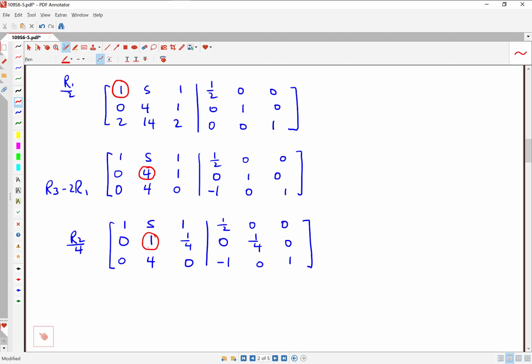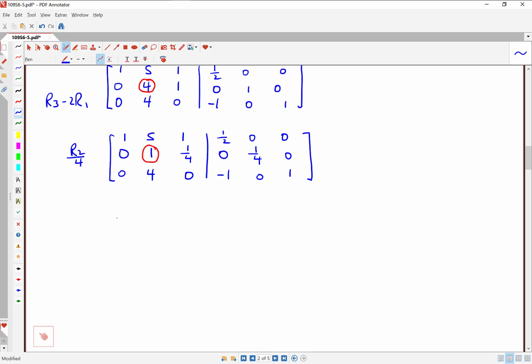So now we've got a nice pivot of 1 that we can use to clean up the rest of that second column. We can do a couple of operations at once to clean up the second column. Let's go row 1 minus 5 row 2. So we're going current row minus 5 times our pivot row.